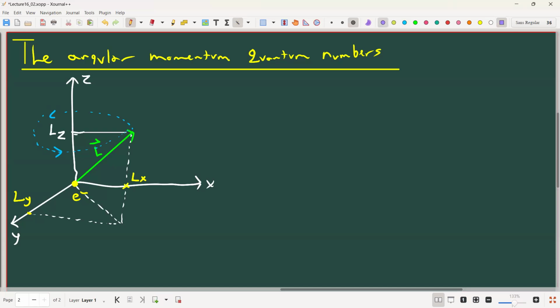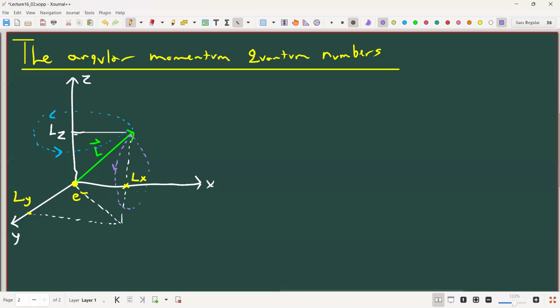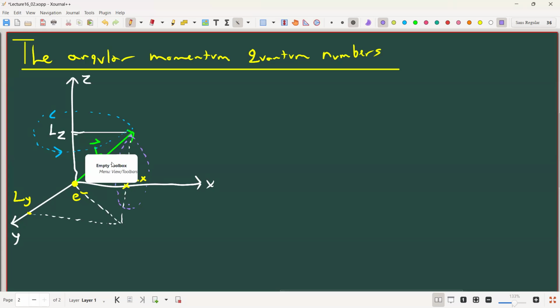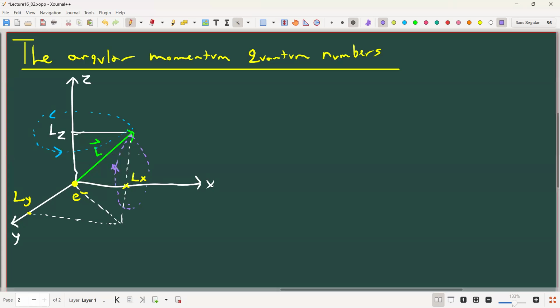I'll do them in different colors. It could also be orbiting around the x-axis, so it's going to be going clockwise this way. And it's a little hard for me to draw it around the y-axis, but theoretically it can also be oscillating around the y-axis as well. Yeah, go ahead.